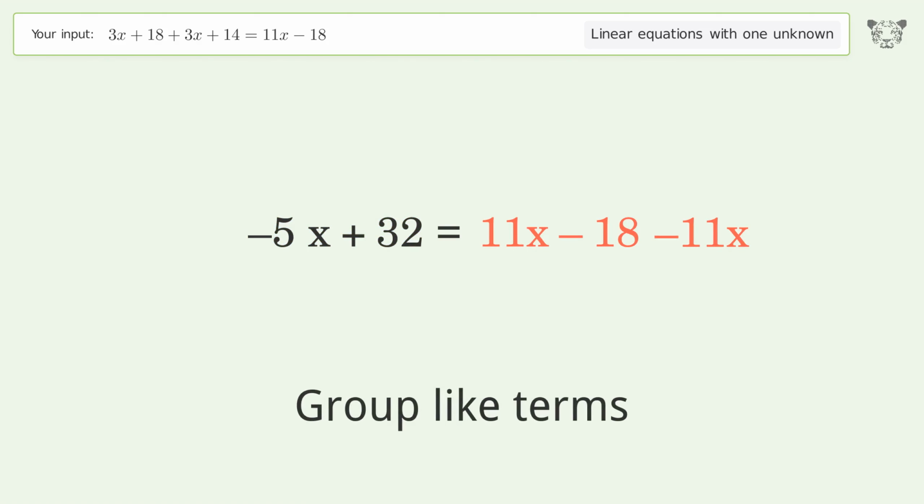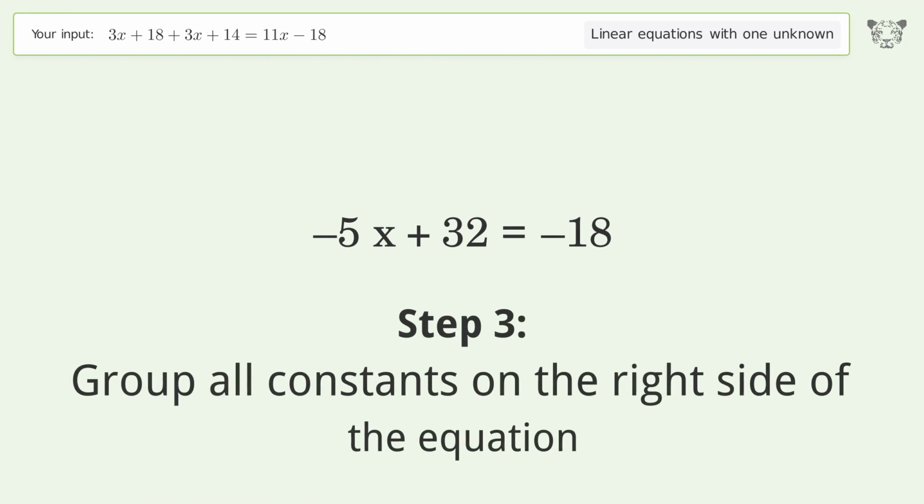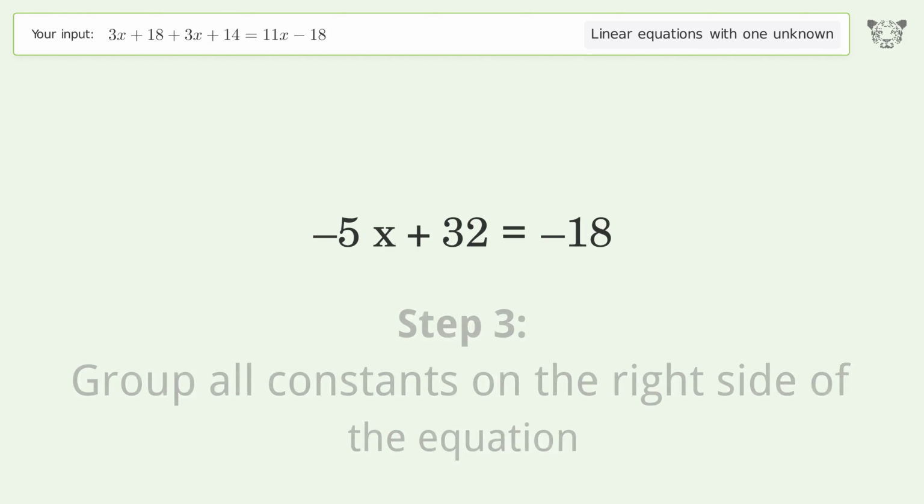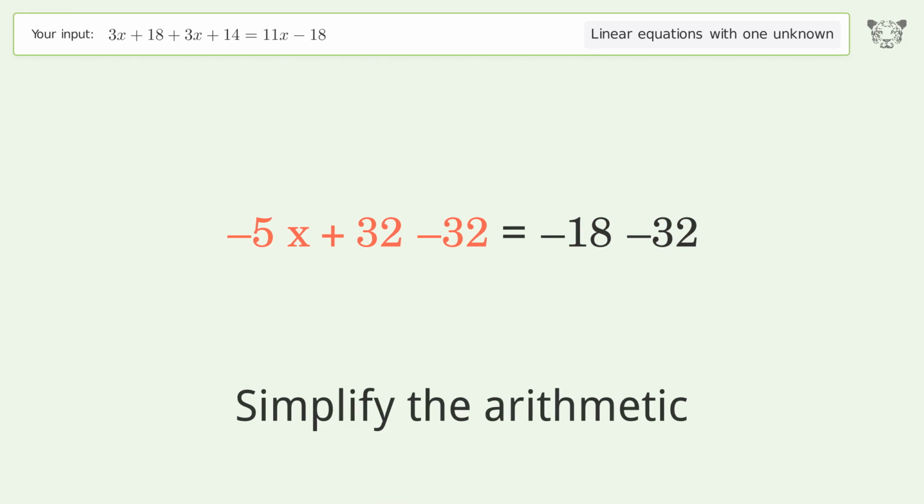Group like terms. Simplify the arithmetic. Group all constants on the right side of the equation. Subtract 32 from both sides. Simplify the arithmetic.